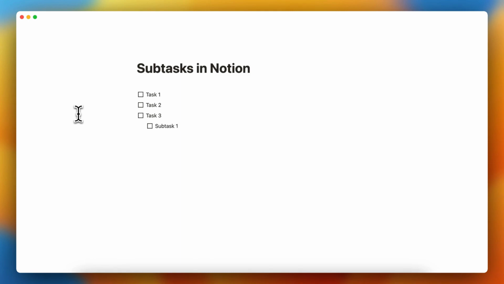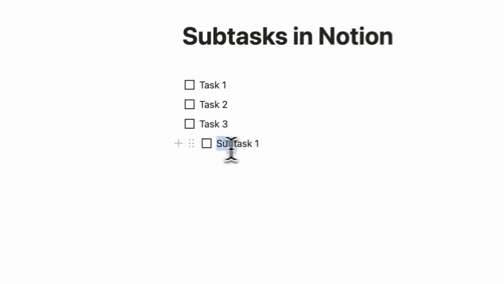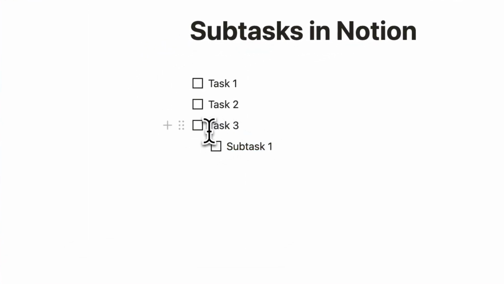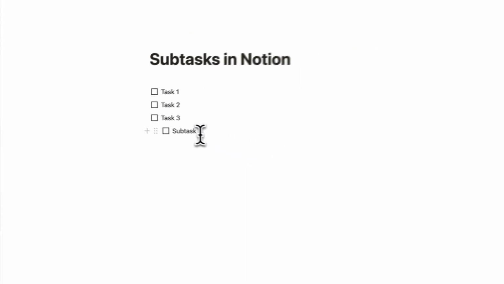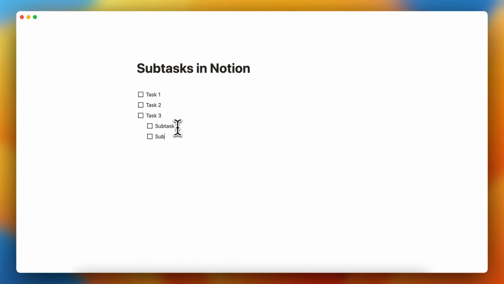So basically like this, you have task 1, task 2, task 3, and now you have a subtask of task 3. So you can press enter when you're at the end of subtask 1 to add another subtask. And this works every time as long as you add some text. So once you press enter once more, and now since you didn't add text, when you press enter, this will add a normal task.